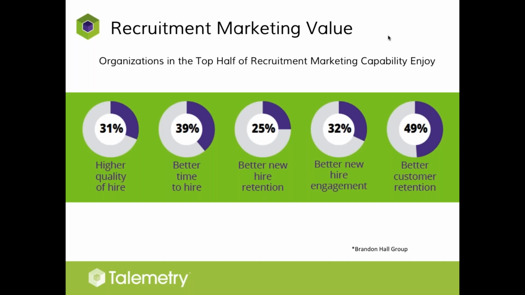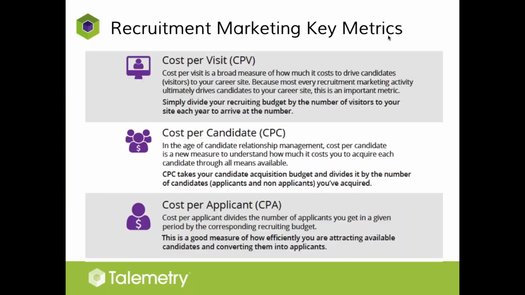So the first one is organizations in the top half had 31% higher quality of hire, right? And they had 39% better time to hire. They had 25% better new hire retention and 32% new hire engagement. And finally, they saw similar increases in customer retention, right? So they even mapped it back to how these recruiting practices affect the overall success of the business. Those are pretty compelling numbers and form the broad areas that you can look to benchmark when you're looking at the new value you can create with recruitment marketing strategies and technology.